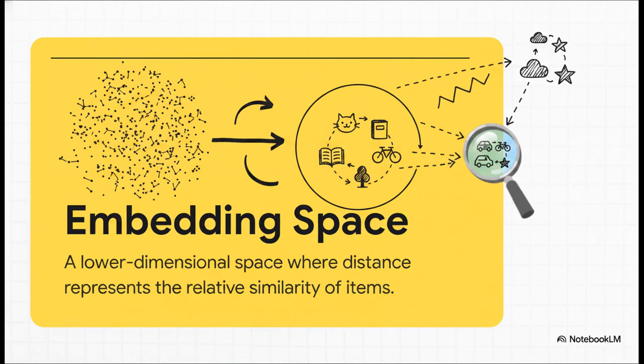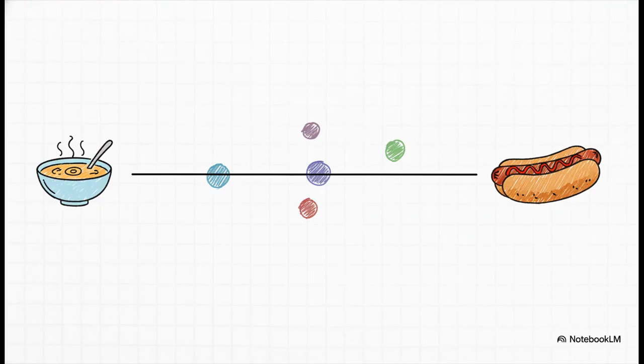Enter our technological savior, embeddings. An embedding basically maps all that high-dimensional, clunky, sparse data, like our 5,000-digit hot dog vector, into a much smaller, incredibly dense space. And here is the magic of an embedding space. The physical distance between any two points literally represents the relative similarity of those items. So the absolute crucial point to remember here is that proximity equals similarity. Things that are closely related sit right next to each other, and things that are totally different are pushed far, far apart.